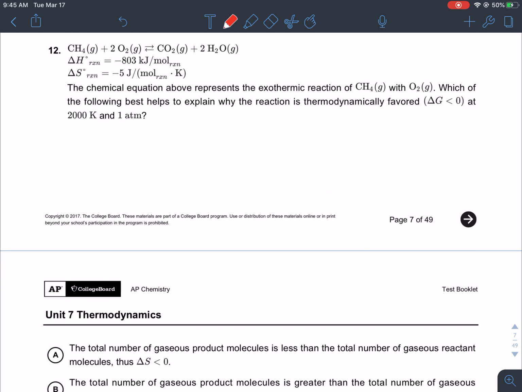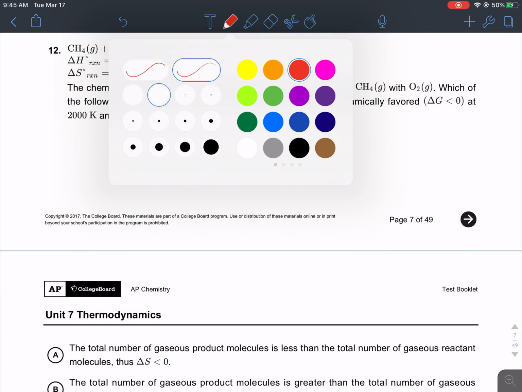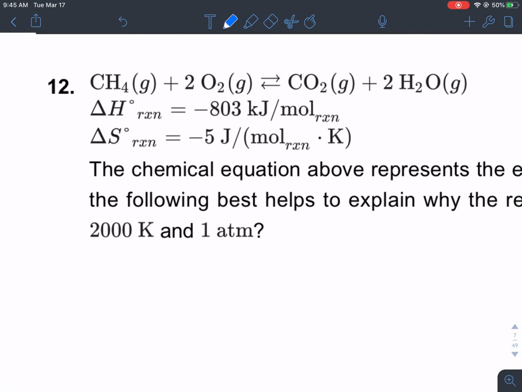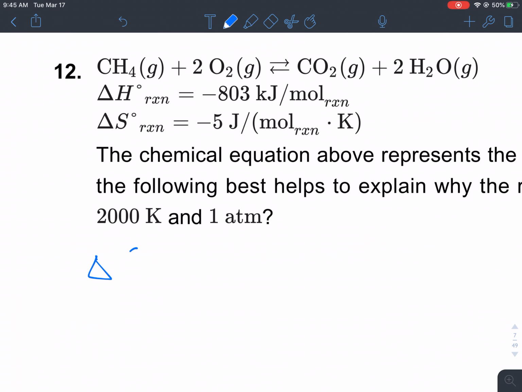Okay, all right. Number 12. Methane, oxygen, carbon dioxide, water, delta H, delta S. The chemical equation above represents the exothermic reaction of CH4 with O2. Which of the following helps us explain why the reaction is thermodynamically favorable? Look at this thermodynamics here. This is a pretty cool question, actually. This is very AP-ish.